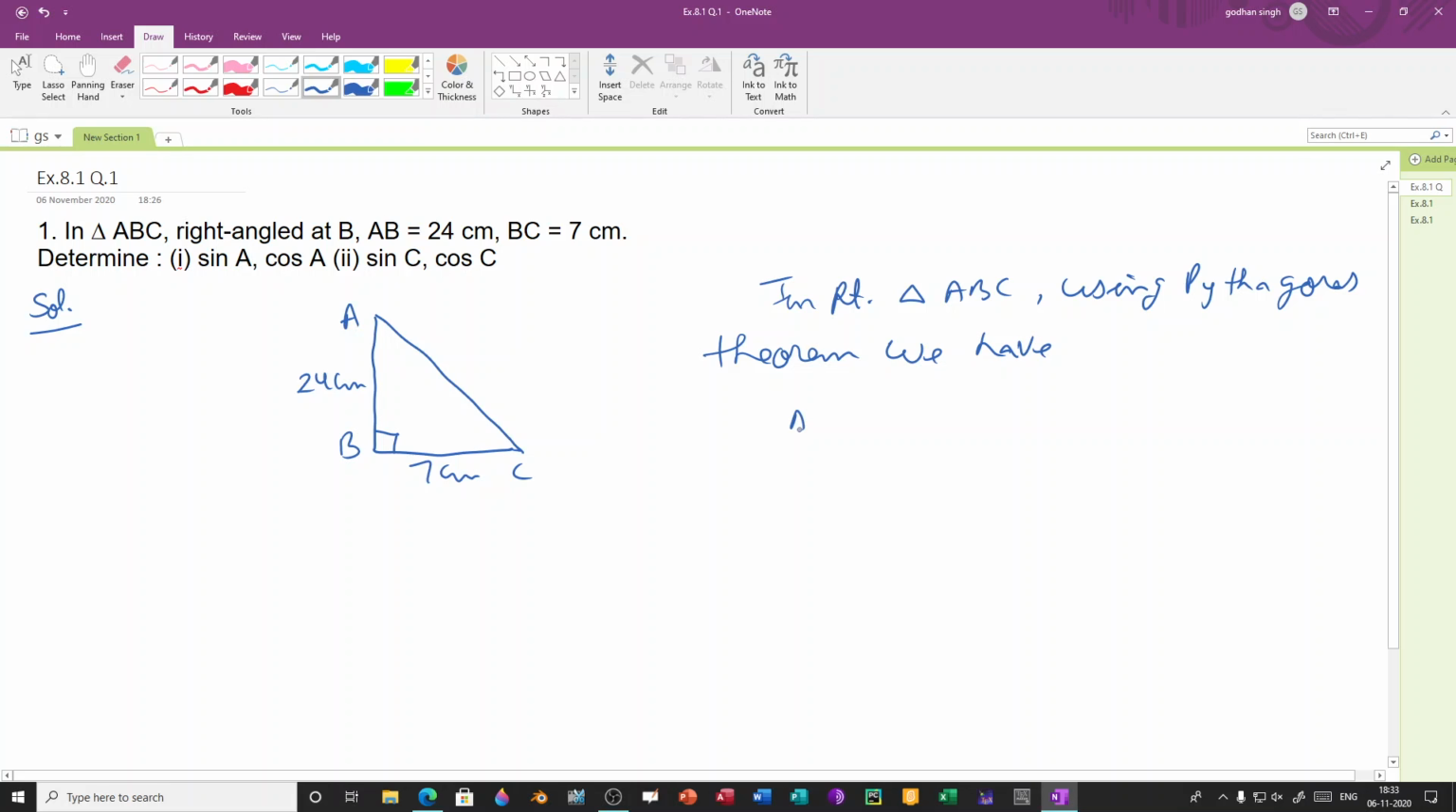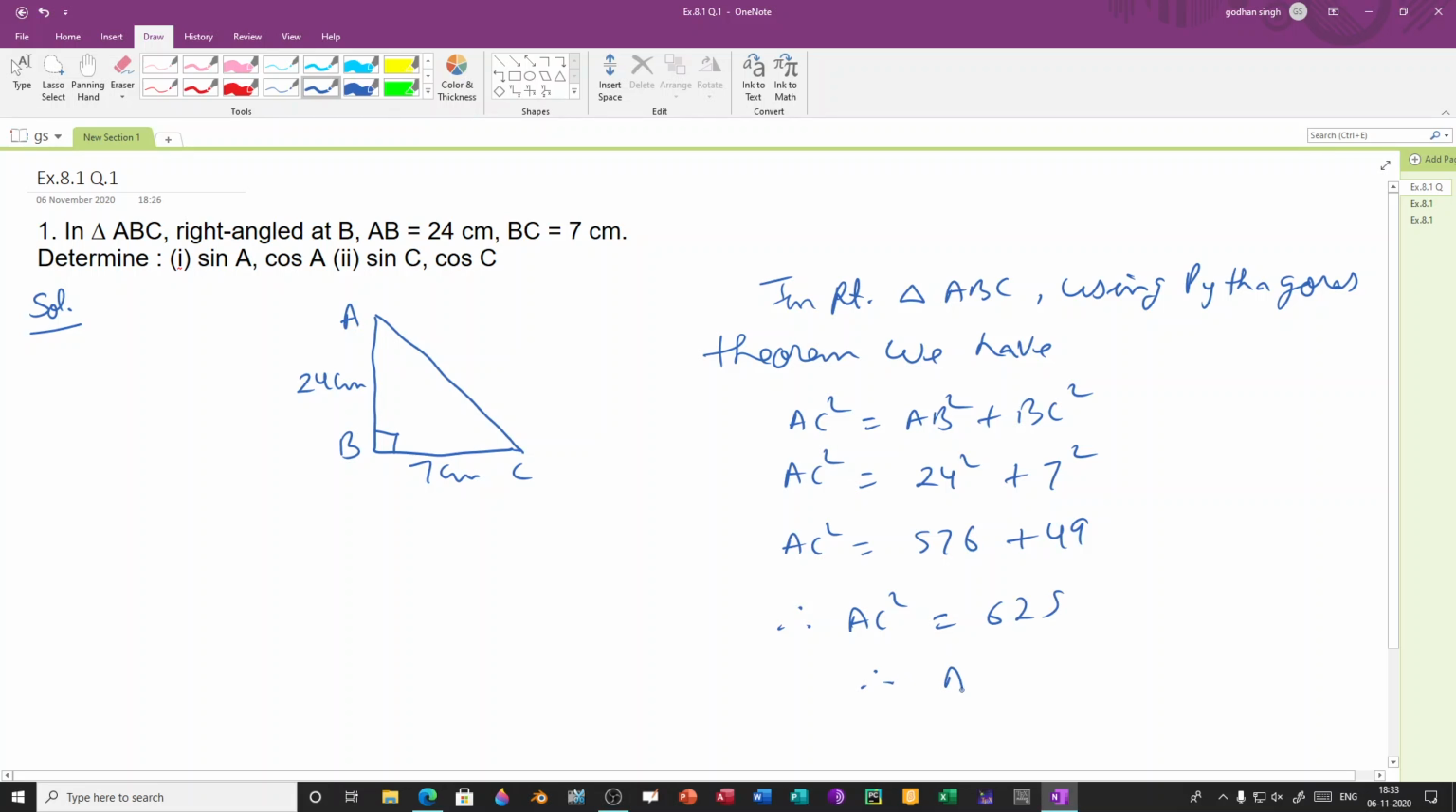AC square is equal to AB square plus BC square. So AC square is equal to, AB is 24, so 24 square plus 7 square. AC square equal to 24 square is 576 plus 7 square is 49. Therefore, if we add them we will get 625, and therefore AC equal to 25 centimeter. So this is the length of AC, that is 25 centimeter.